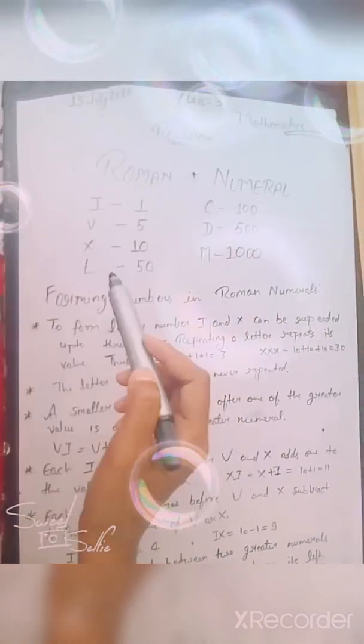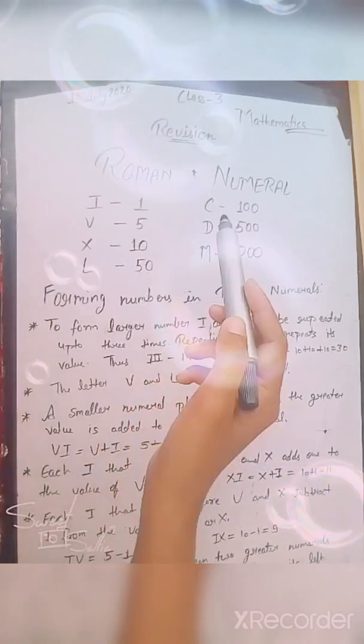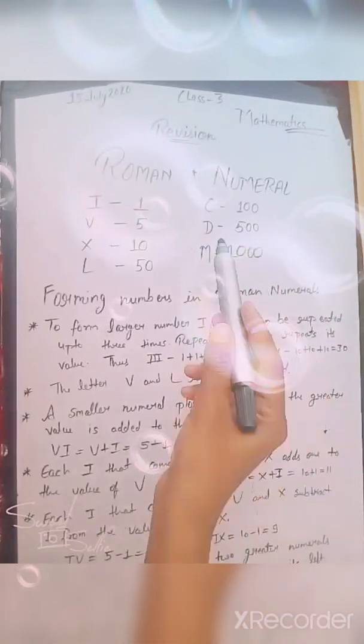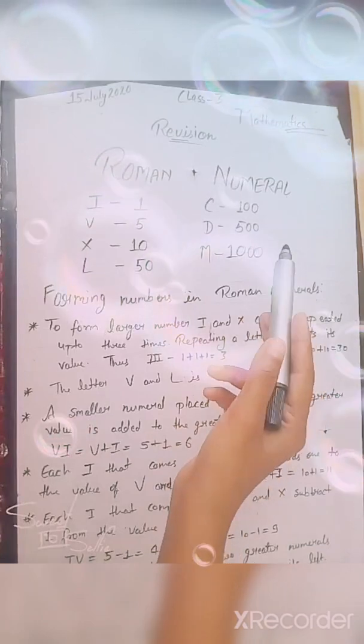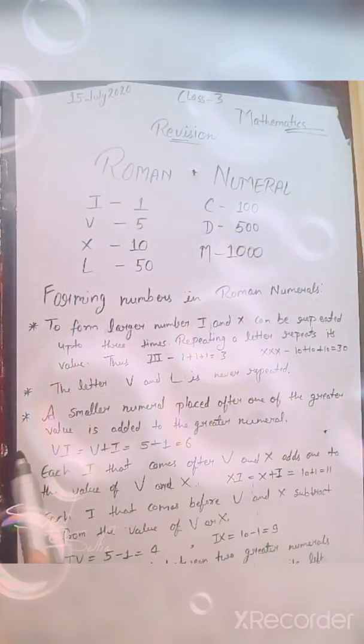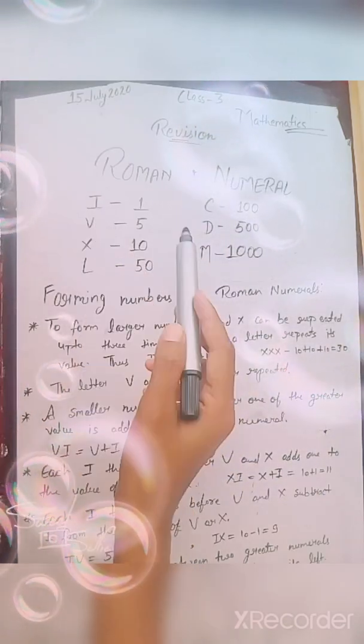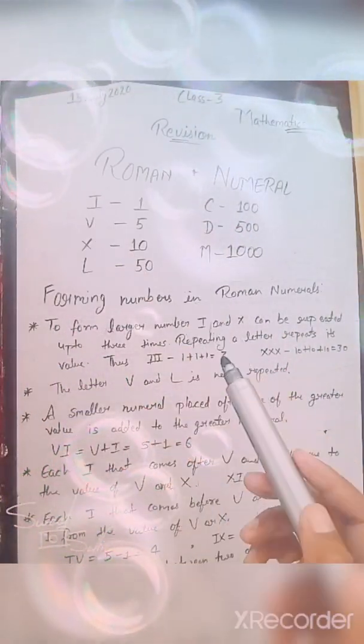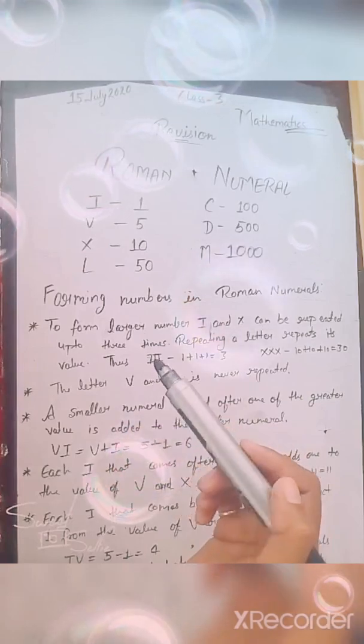So I represents 1, V represents 5, X represents 10, L represents 50, C represents 100, D represents 500 and M represents 1000. Using these 7 alphabets, they write all numbers.